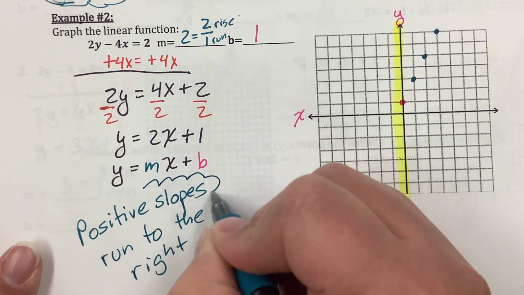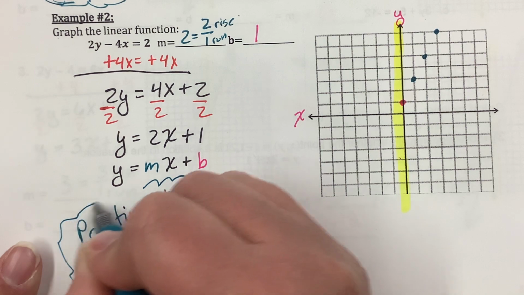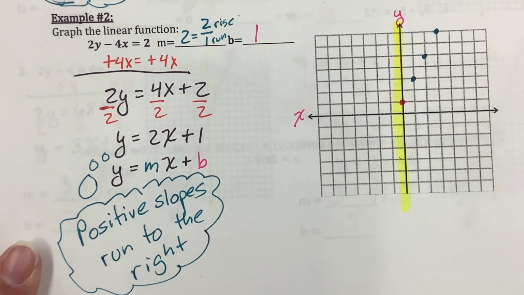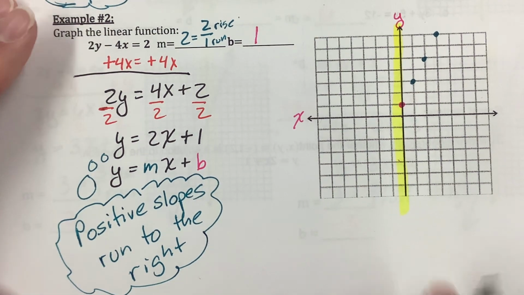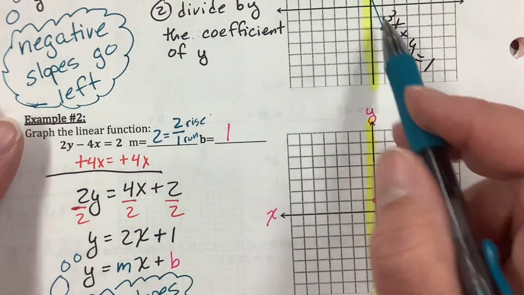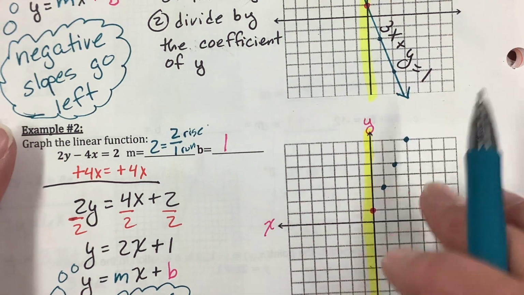Positive slopes run to the right. There is my big thought bubble of positivity, and that is for this, because that's a positive slope. So I'm going up and to the right for positive, and up and to the left for negative.